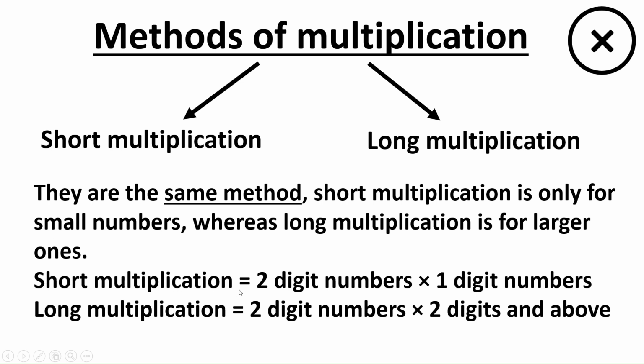Short multiplication is for any numbers that are 2 digits multiplied by 1-digit numbers, whereas long multiplication will be for 2-digit numbers multiplied by any numbers that are 2 digits and above.